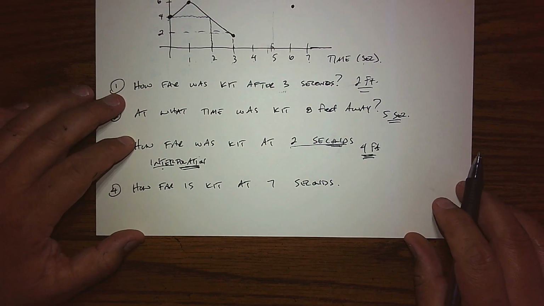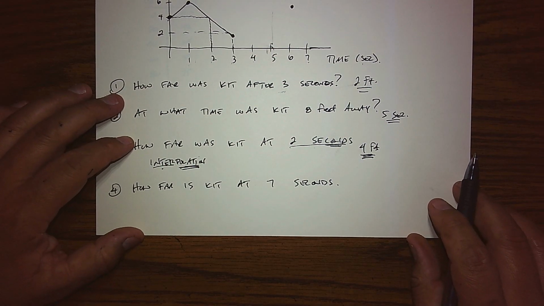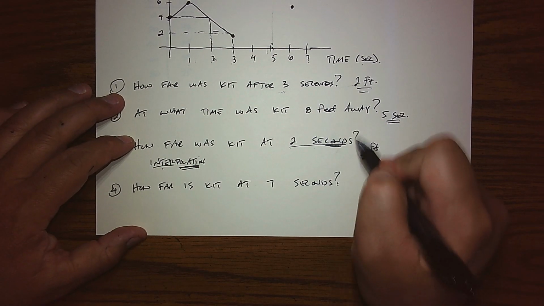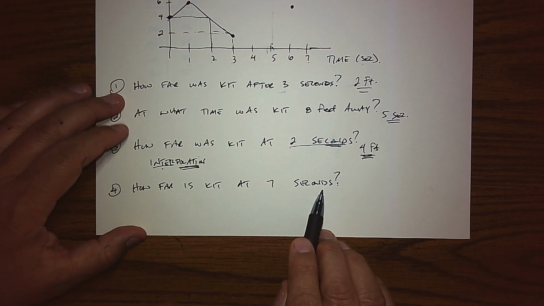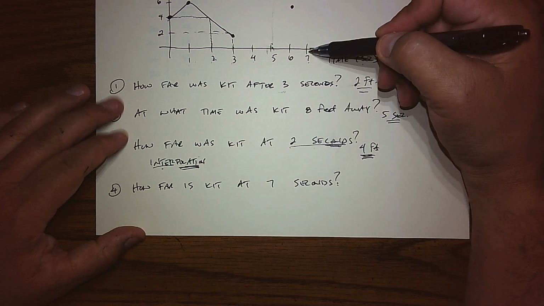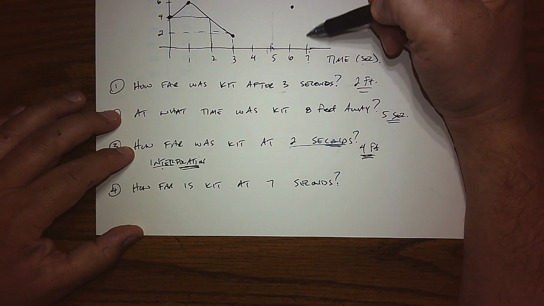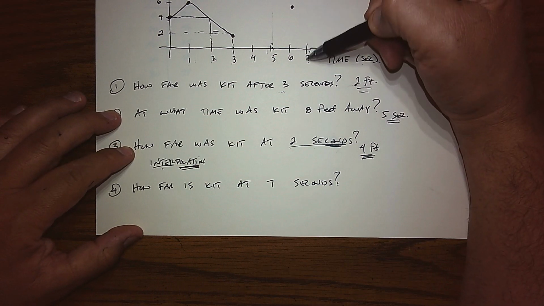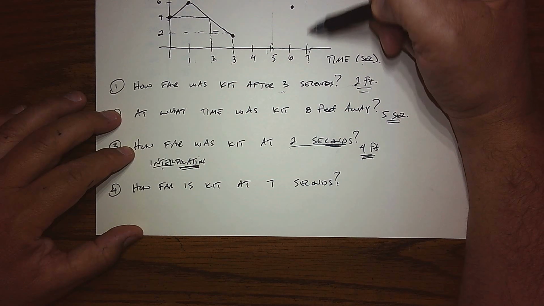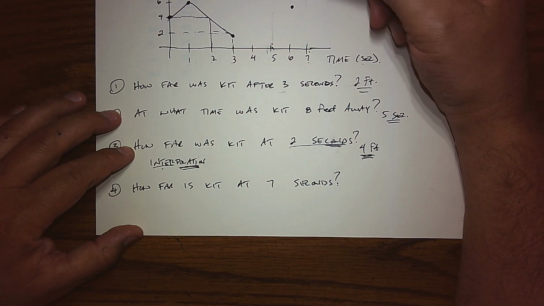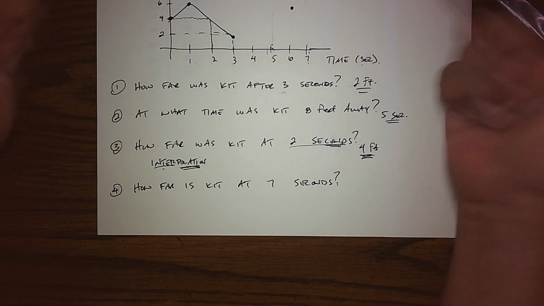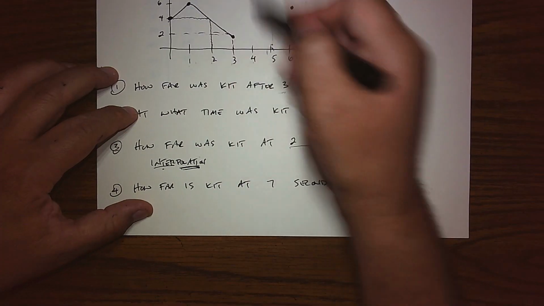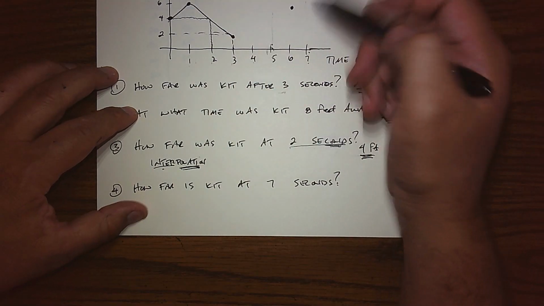So at 2 seconds, he's 4 feet away. So the next question, right? I guess those were questions. How far is Kit at 7 seconds? So when we go look at our data set, here's 7 seconds, but then again, we have another huge problem, right? Because not only do I not know, there's no data set associated with 7, but it is actually outside of the data set. So I can't even get a feel for what's going on from point to point.